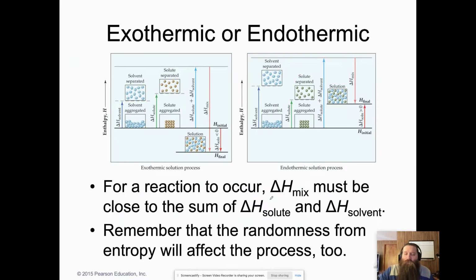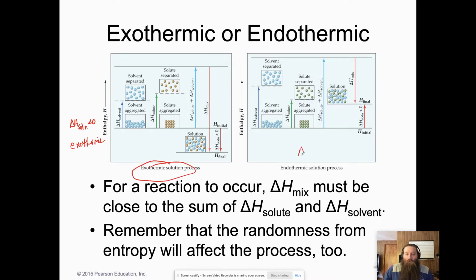Now, we wouldn't be in AP chemistry if we didn't at least mention the fact that there is an enthalpy for mixing, just like there's an enthalpy for everything else. And when we have a mixture occurring, the enthalpy of mixing needs to be close to the sum of the enthalpy of the solute and the enthalpy of the solvent. We can have exothermic mixtures. We can have endothermic mixtures. If you end up with a delta H of your solution, which is usually ΔH_soln, and it is less than 0, we would say that it is exothermic, which we can see here on the left.